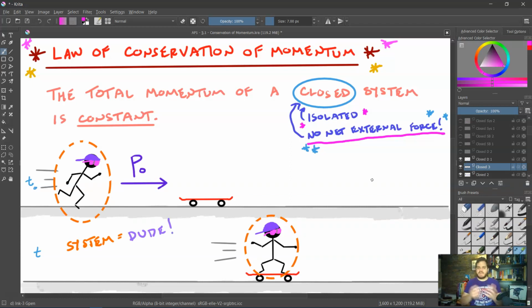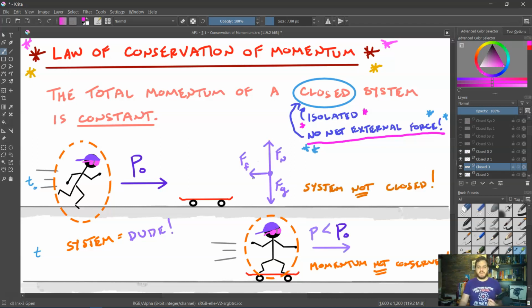Well, he initially has some momentum, but when he jumps on the skateboard, let's draw an FBD for him as he's jumping on it. He's going to have a gravitational force down, a normal force up, but the skateboard, when he jumps on it, is going to apply a force of friction back to him. If it didn't, he would just slide right off the skateboard. That is going to be a net external force on the system of the dude, causing him to slow down, causing his momentum to go down. So this is not a closed system, and the momentum of the system of just the dude is not conserved.